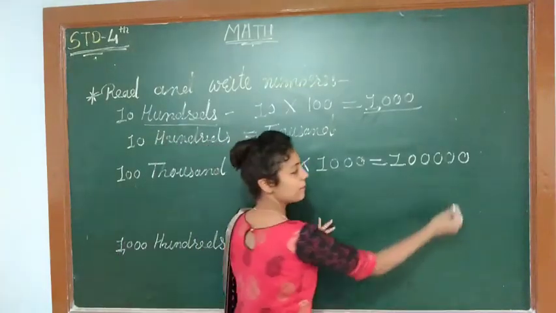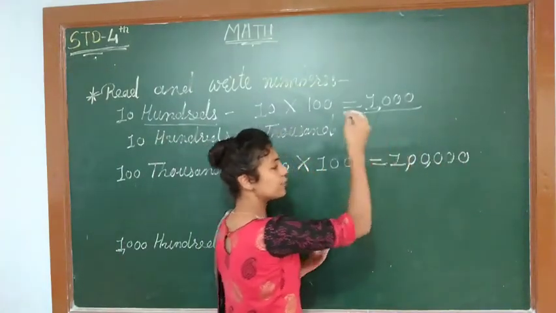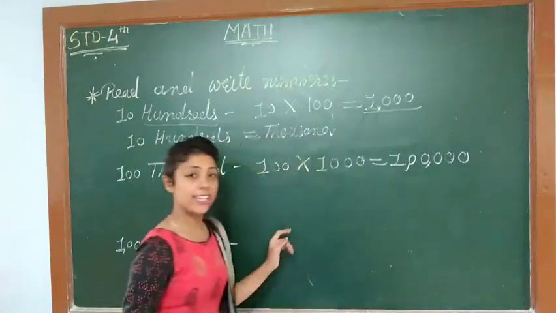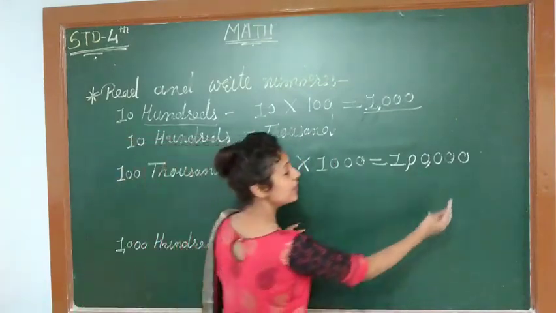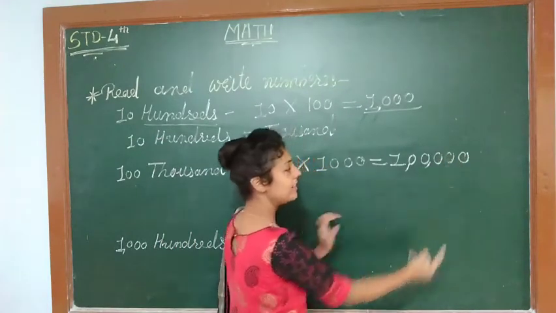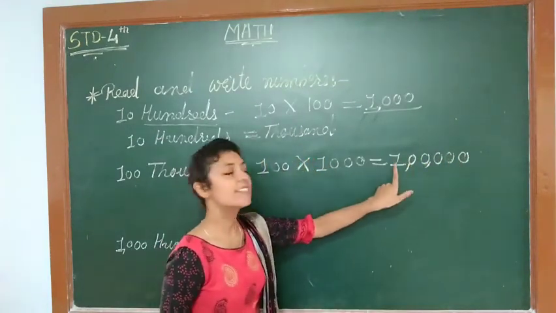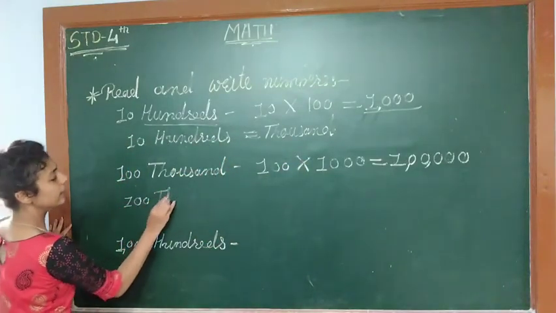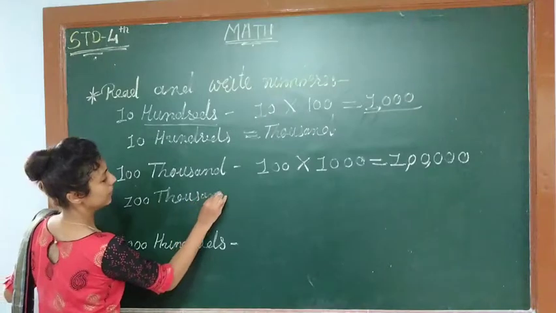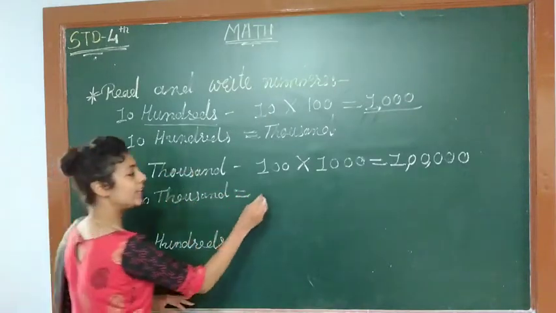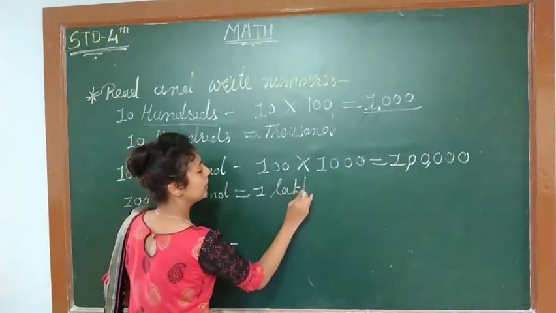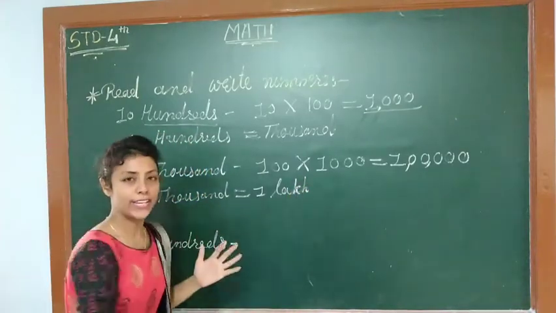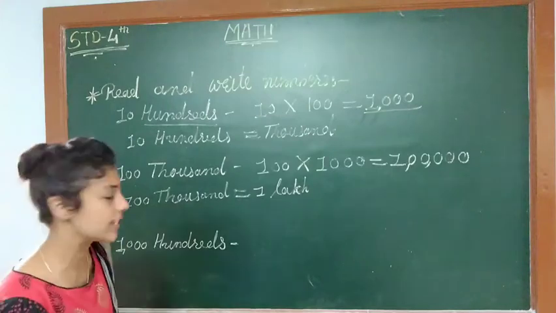Now let's put the comma. Which number is it? It is 1 lakh. How to count? 1 ones, tens, 100, 1000, 10,000 and lakh. So we can say 100,000 is equal to 1 lakh. We can say both ways, 1 lakh or 100,000.